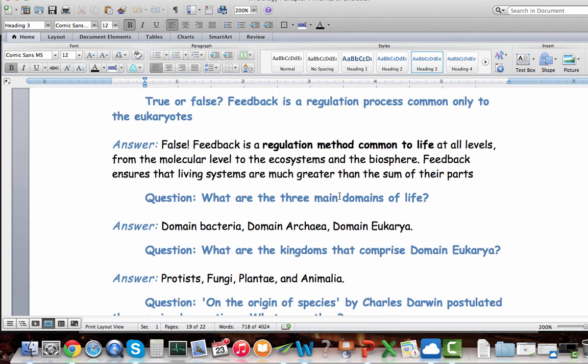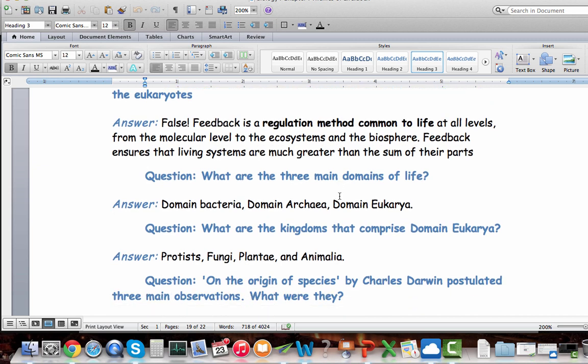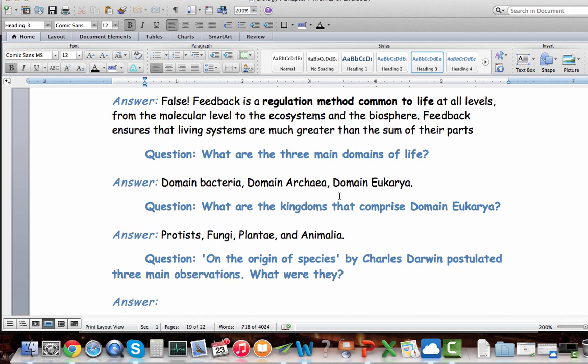Question: true or false? Feedback is a regulation process common only to eukaryotes. Answer: false. Feedback is a regulation method common to life at all levels, from the molecular level to the ecosystems to the biosphere. Feedback ensures that living systems are much greater than the sum of their parts.